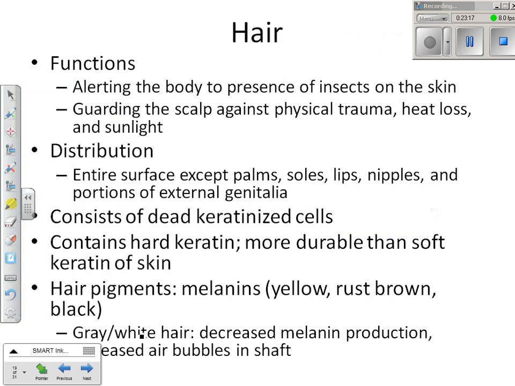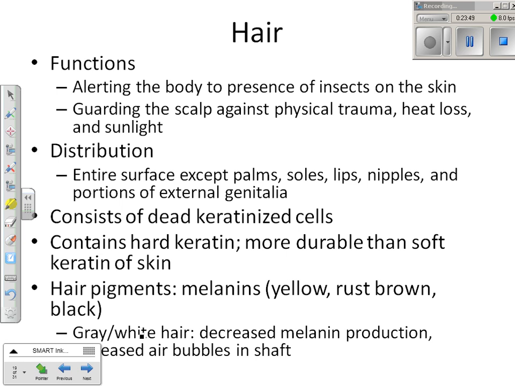So why do you have hair? Well, it alerts the body to the presence of insects on the skin. It guards your scalp. The more hair you have, the more your scalp is guarded, especially from sunlight, also from physical trauma and heat loss. You have hair most everywhere on your body, except you don't have it on the palms of your hands, the soles of your feet. That's where we have thick skin, if you'll recall. Also, it's not found on the lips or the nipples, and certain portions of the external genitalia will be hair-free.